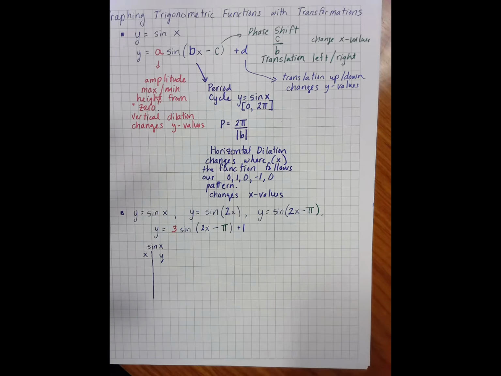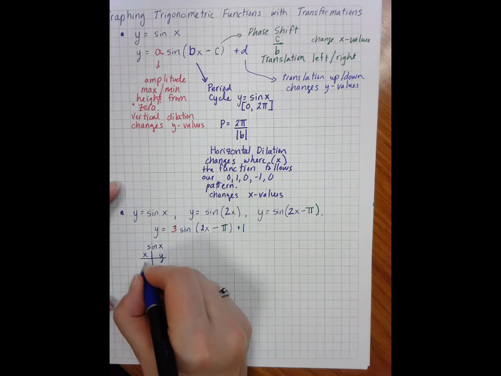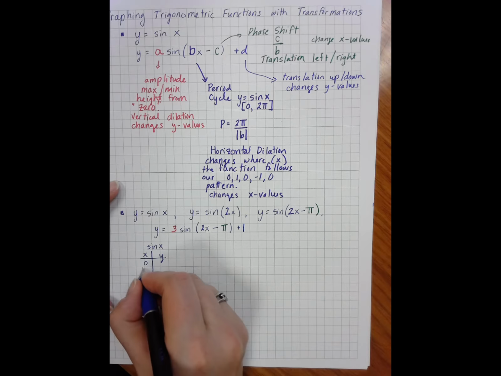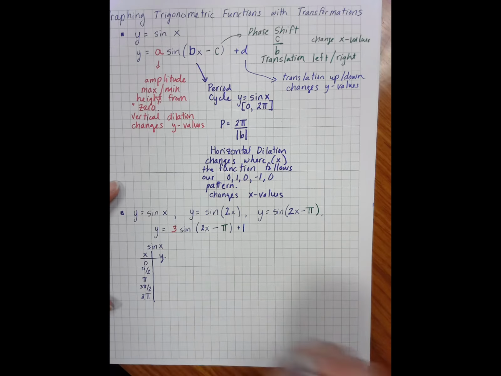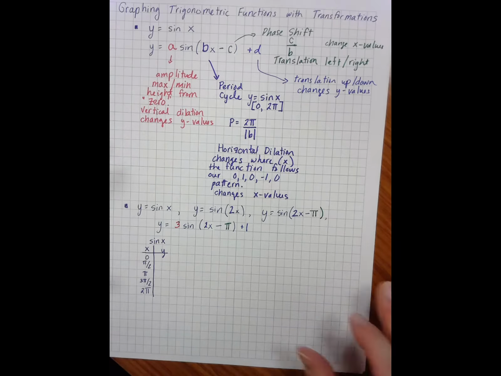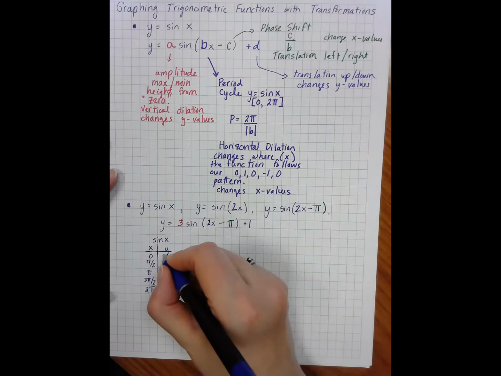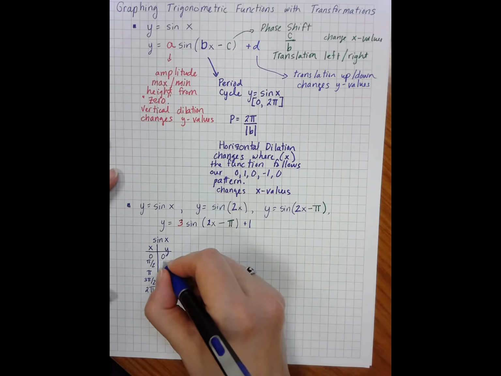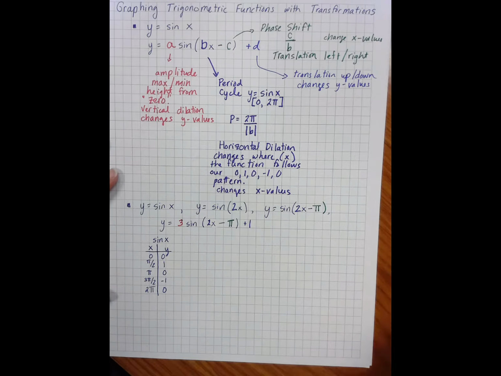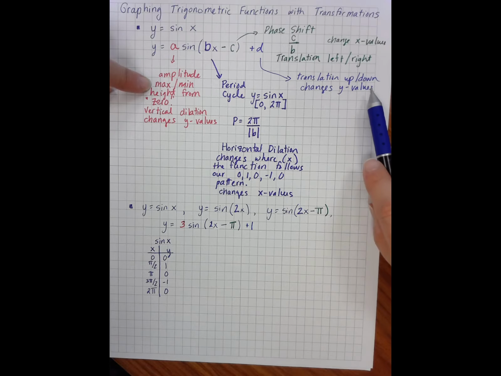And I know that one period in my sine x function goes from 0 to 2 pi. So 0, pi over 2, pi, 3 pi over 2, and 2 pi. And I know from lots of experience doing these problems now that when x is 0, sine is 0. When x is pi over 2, sine is 1, then 0, negative 1, 0. So that's the pattern it always follows, unless, of course, I've changed my amplitude or I have changed my translation up-down.